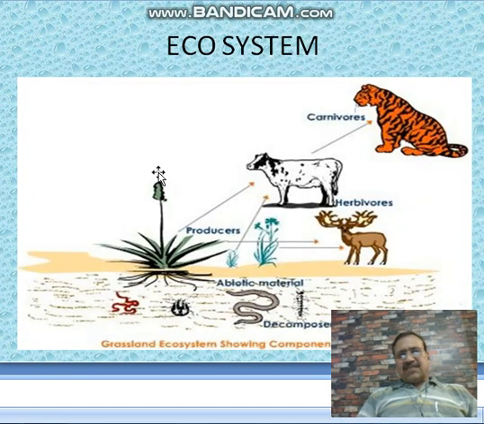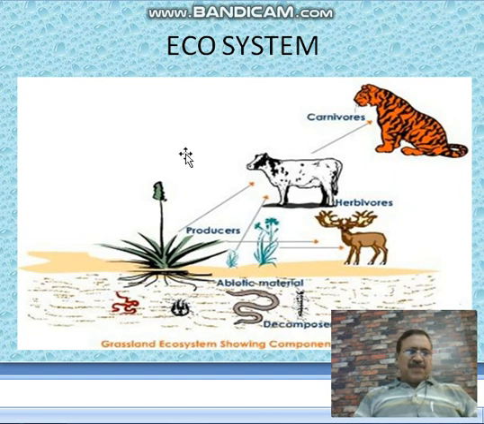Now you can see the ecosystem. In nature, there are many ecosystems. Due to different environmental conditions, there are many different ecosystems. You can see worms here, this is a plant, vegetation, deer, cow and tiger. This is also an ecosystem. There may be many types of ecosystems.